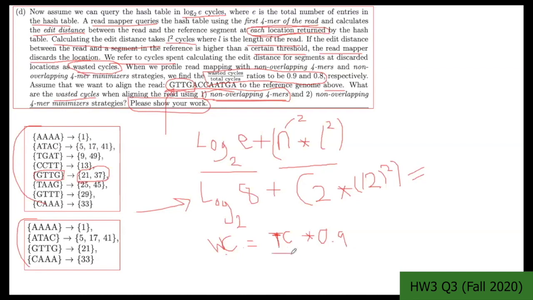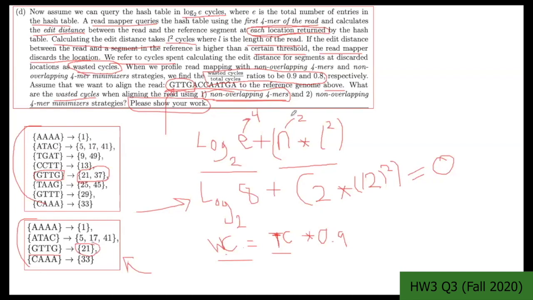Now we already calculated the TC here, which is the number given by this equation, so it's easy to calculate the wasted cycle. Now we do the same thing with the second method. So the number of entries in the hash table here is 4. So we substitute 4 here, right? Now, let's look for the same k-mer we extracted from the read, which is GTTG. Do we have GTTG here? No, no, we have it here. Okay, so how many locations do we have? Only a single location.